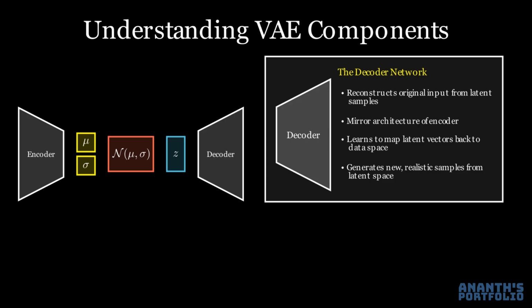Learn a smooth mapping from the latent space back to the data space, ensuring that even slight variations in Z produce meaningful outputs. Generate entirely new, realistic samples by exploring different points in the latent space, unlocking its potential for creativity and imagination. In essence, the decoder is where all the hard work of encoding and sampling comes together to create something tangible, whether it's reconstructing what we already know or generating something completely new.